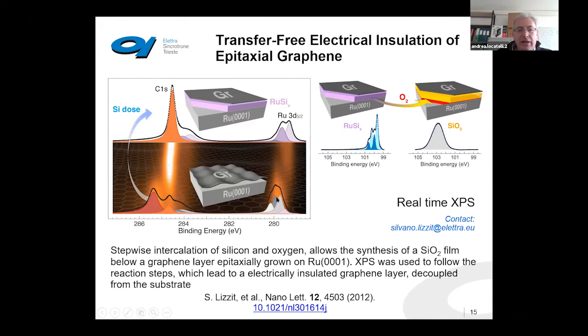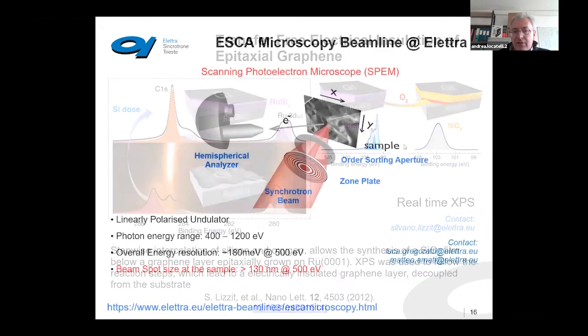of ruthenium shows at the end the formation of ruthenium silicates. As a second step, this surface was exposed to oxygen, and this oxygen was able to intercalate under graphene and oxidize the silicates and produce a layer of silicon oxide, which you can see in this graph here.